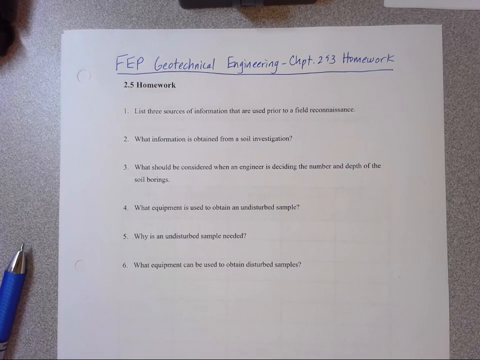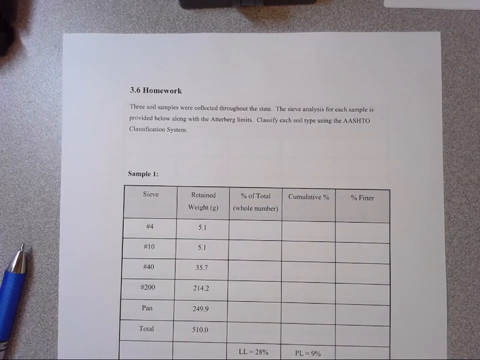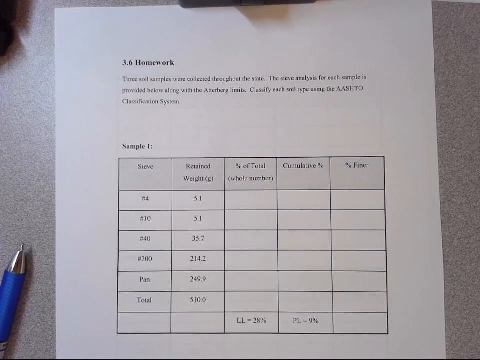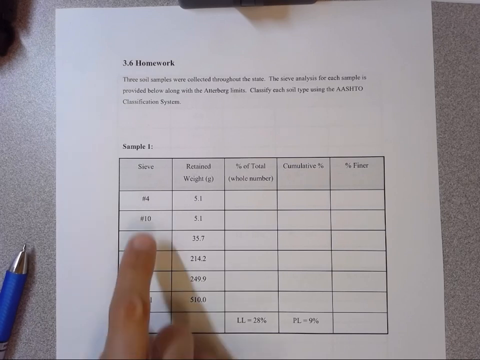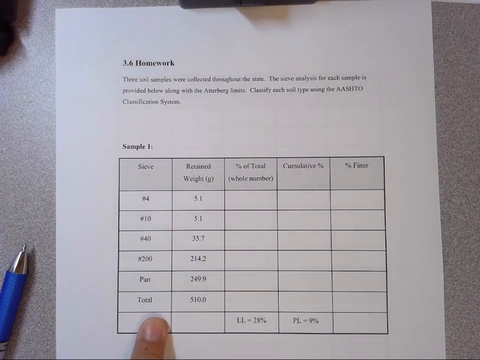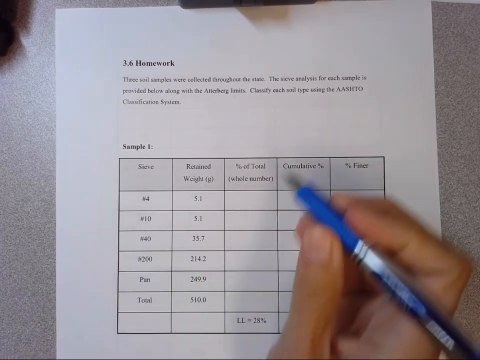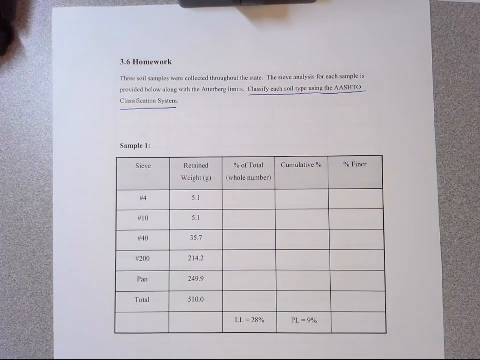But what I want to do on this video is go into the Chapter 3 homework and go over how to solve some of those problems. So for our Chapter 3 homework, we're looking at 3 different soil samples that were collected throughout the state. I did a sieve analysis on each sample, and it's provided below how much weight passed through all of these sieves, along with 2 Atterberg limits, the liquid limit and the plastic limit. And your task is to classify each soil type using the AASHTO classification system.